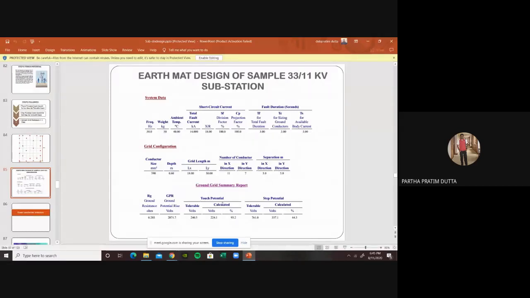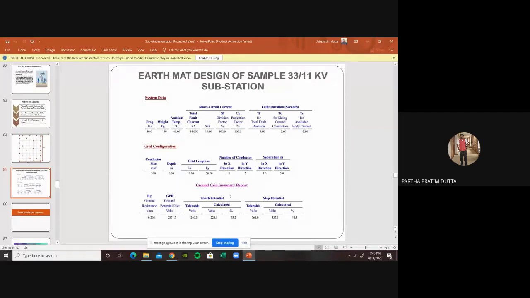And tolerable touch potential. Although it is tolerable 2.40.5, we put 2 to 4.1, much lesser than this, and step potential we put much lesser than this. Although it is tolerable 761, we put 337.